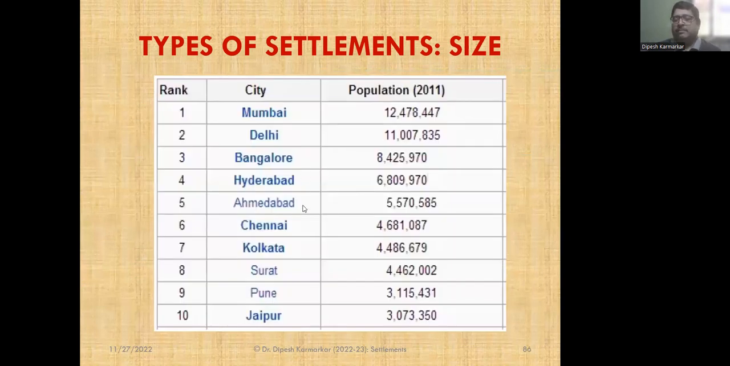Again, these are a few examples of metropolises in India. The top 10 are given here in terms of population as per 2011 data: Mumbai, Delhi, Bangalore, Hyderabad, Ahmedabad, Chennai, Kolkata, etc. These are examples of metropolitan cities.